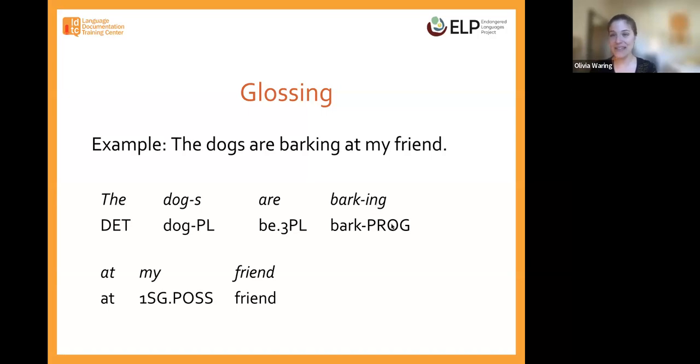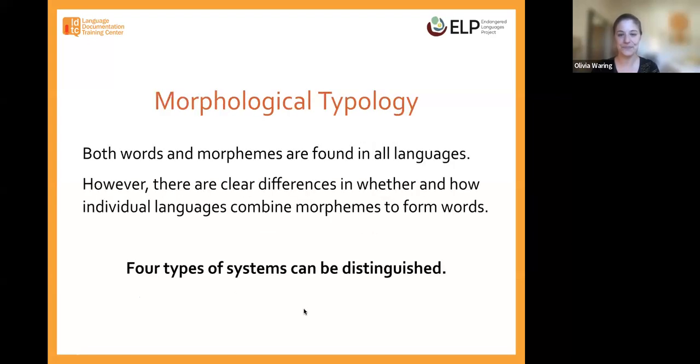Barking, ing is a morpheme that tells you the action is ongoing. It's a progressive morpheme. And then again, you have the possessive pronoun my, which is saying it belongs to me, the first singular person, and it's possessive in nature. So notice how we've broken down every single morpheme in this sentence and are identifying exactly what those morphemes tell us. And this is what you need to do when you're documenting languages so that you can really, really pin down what each of those morphemes does in the sentence.